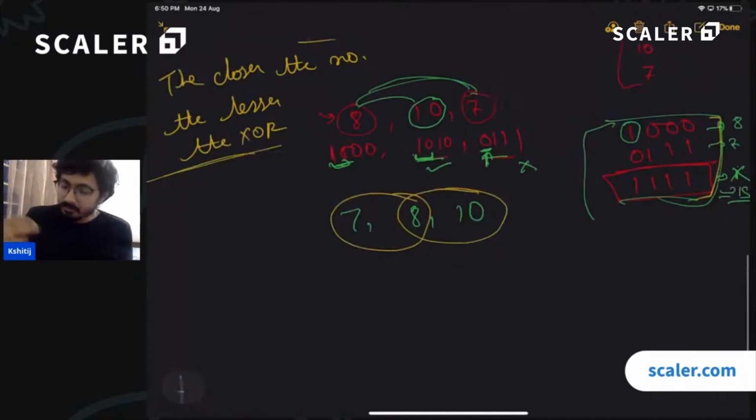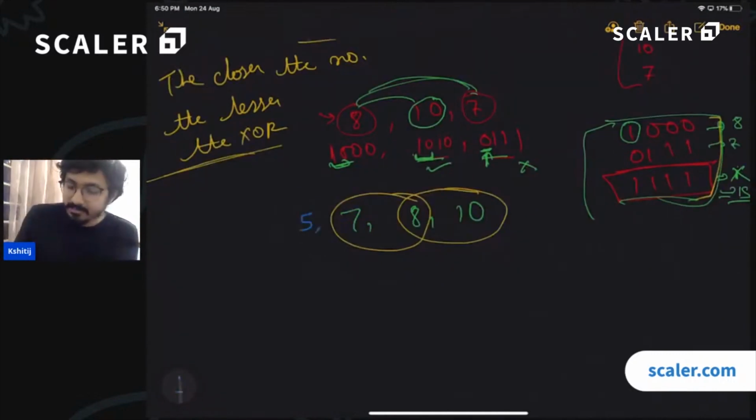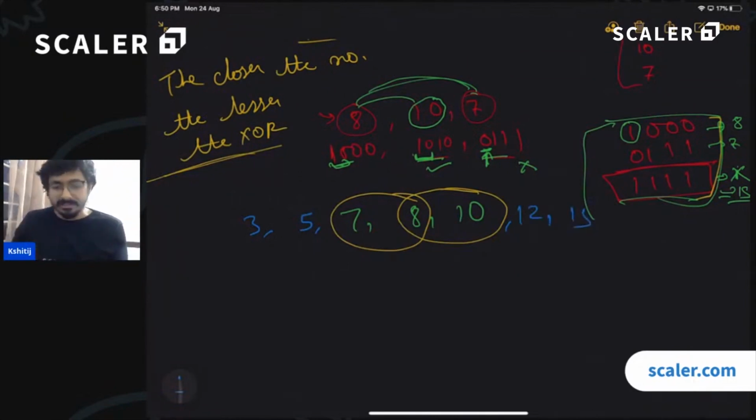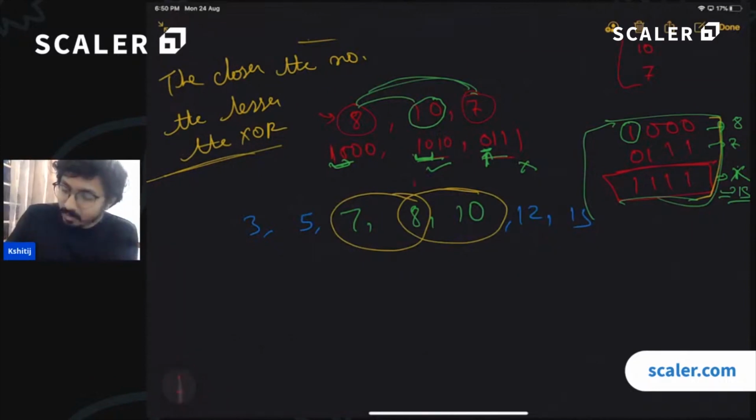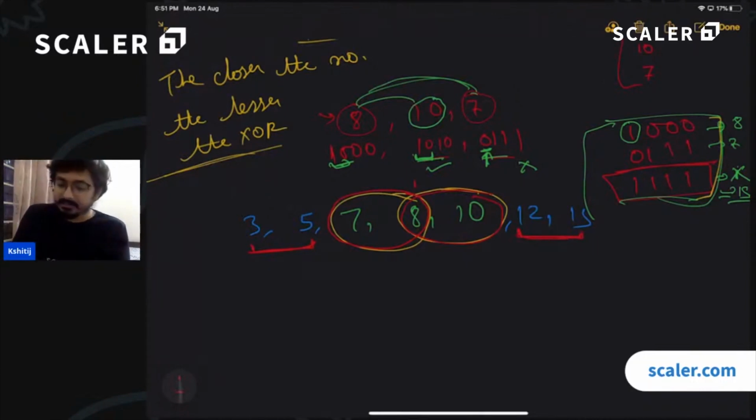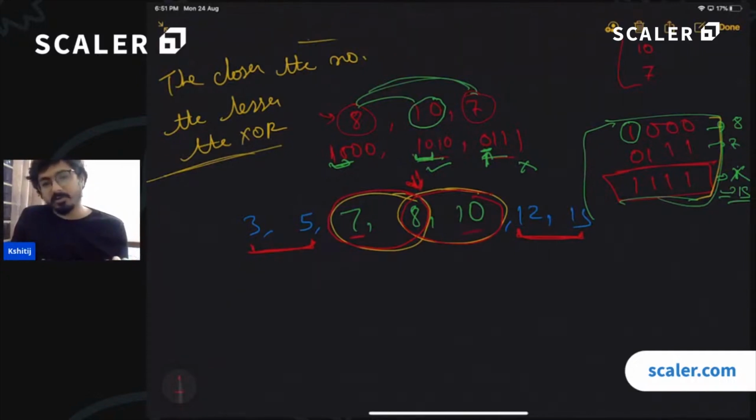Let us say that we had more numbers in the array. If you also add 5, 3, 12, and 15, even then I can definitely say that the XOR that 8 gives with 7 is always going to be smaller than the XOR that 8 gives with all these numbers. And the XOR that 8 gives with 10 is going to be smaller than the XOR which 8 gives with all these numbers. So 8 is always going to give the minimum XOR either with 7 or with 10. Okay, does this make sense to everyone?